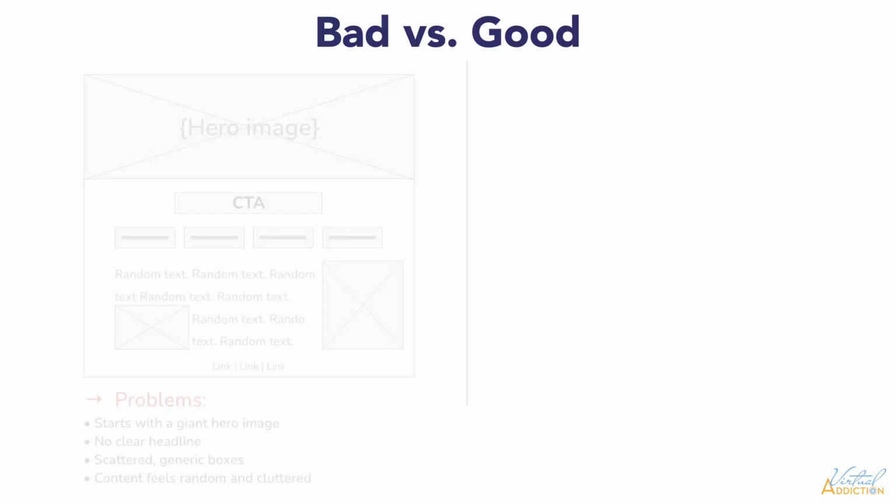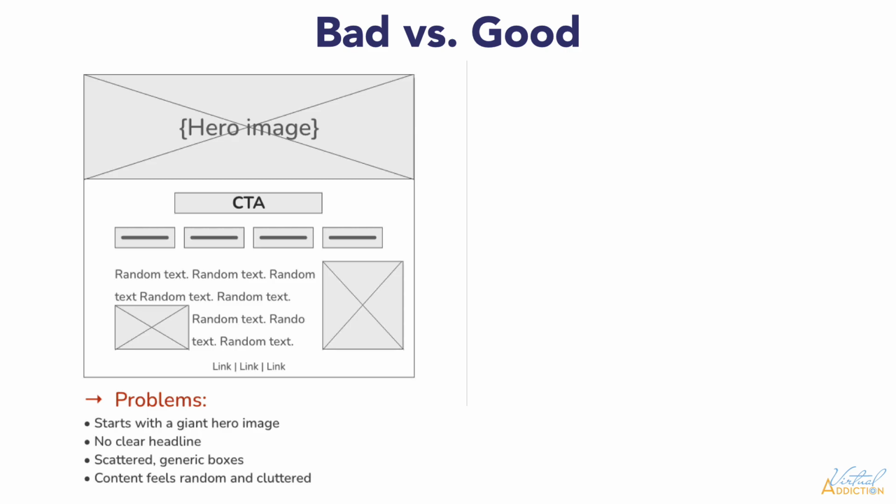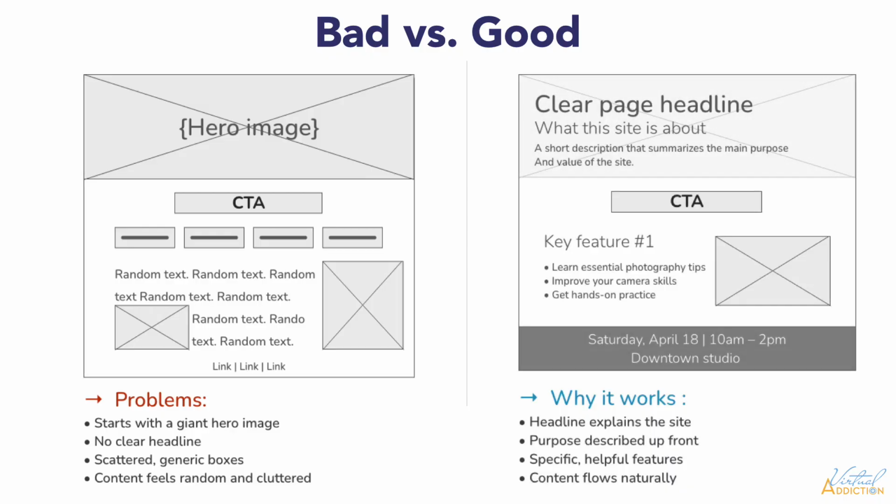In this example, you can see that we start with a giant hero image. There's no clear headline, and then there's just scattered generic boxes. The content feels random and cluttered. In this second instance, the headline clearly explains what the site is about. The purpose is described up front, and specific helpful features are offered right away. Content flows naturally. As you can see, the layout makes sense. This allows us to have a much stronger foundation for our design.